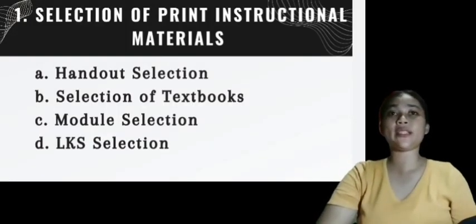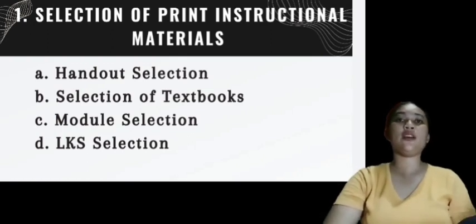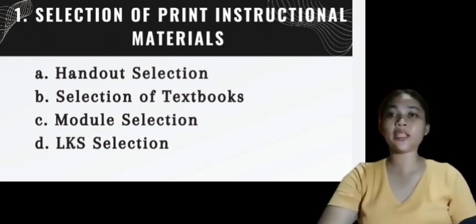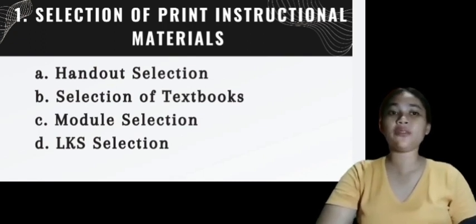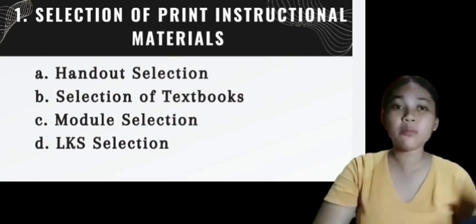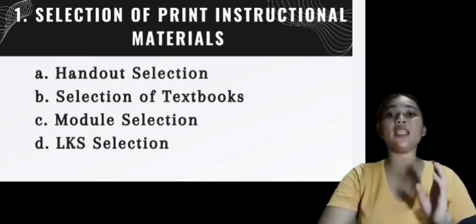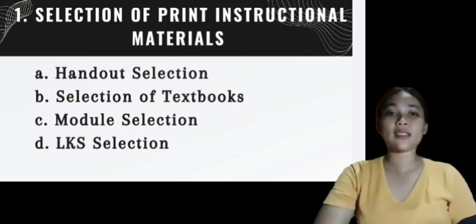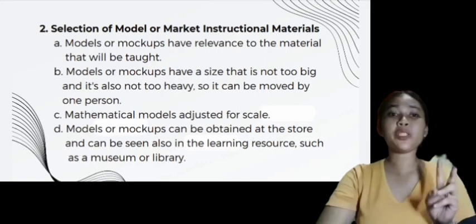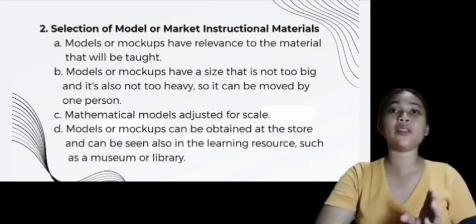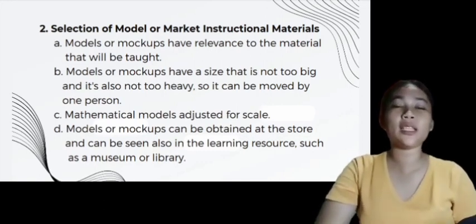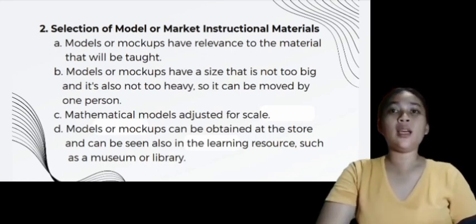So here are the examples of selection of print instructional materials. Letter A, handout selection. Letter B, selection of textbooks. Letter C, module selection. And letter D, LKS selection. So number 2 is the selection of model or mock-up instructional materials.